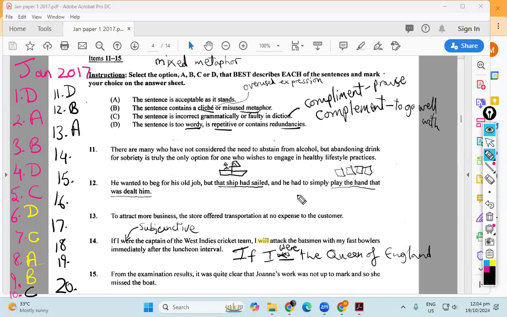I would attack the batsman, right? And even though it sounds strange, it is batsmen because we're talking about the whole team, the whole group of them, whoever the people are that are batting.